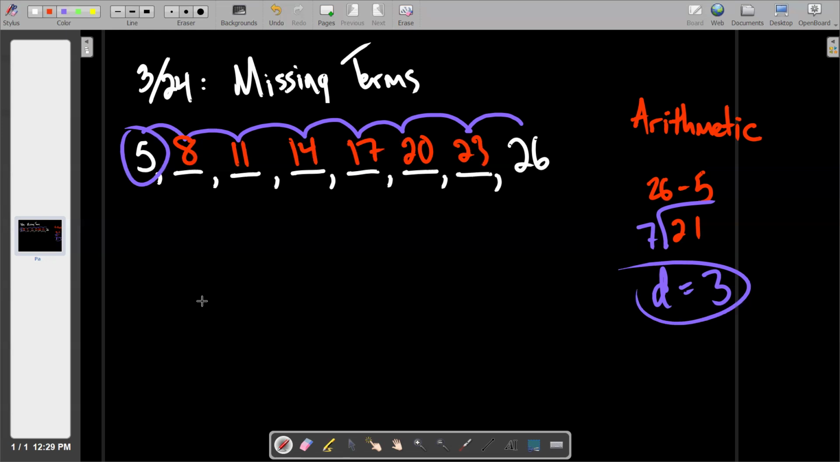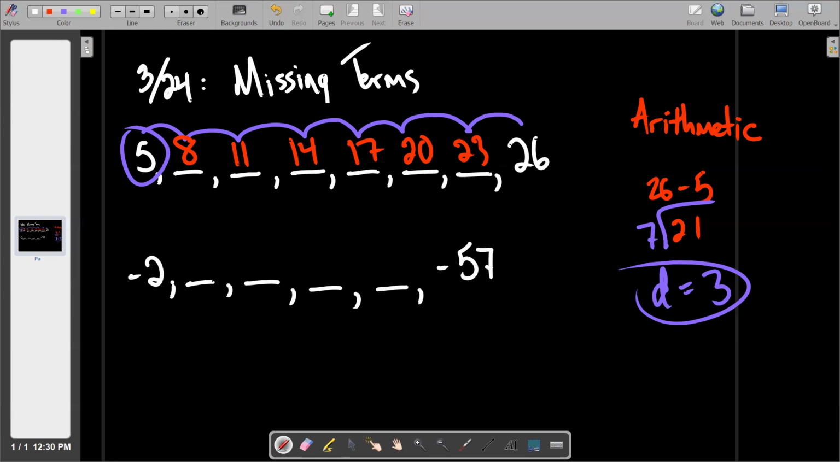All right. On a related note, we're also going to do one that goes downhill. So we're going to have -2, blank, blank, blank, blank, -57.